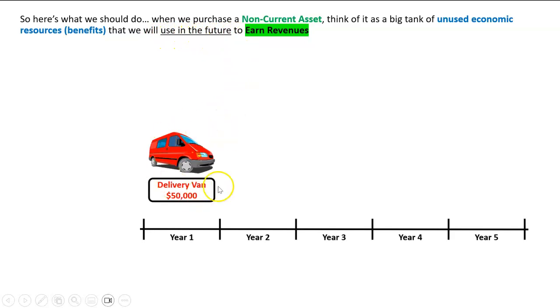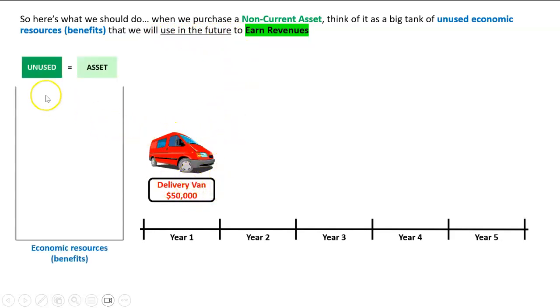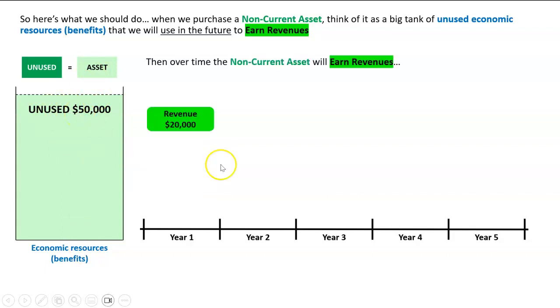So let's take the van again. It's a $50,000 van. And let's use the analogy that what we're really buying is a big tank or a big bin here of unused economic resources or benefits. And over time, we're going to use $50,000 of that, but at the time we buy it, it's unused. So what we really should do is as time goes by, we use the non-current asset to earn revenues. So in year 1, we use it to earn revenues of $20,000.